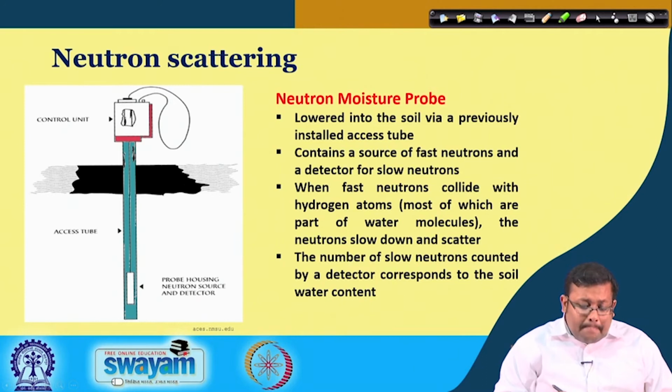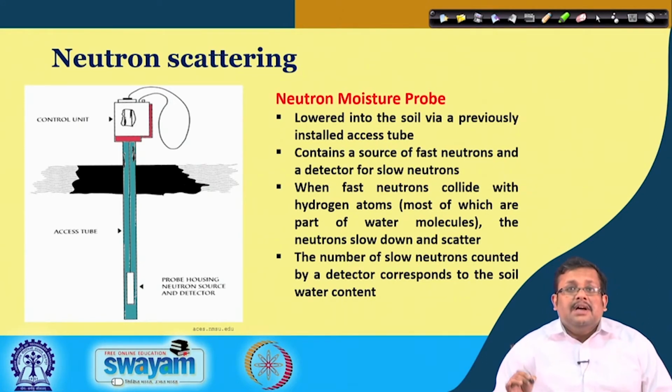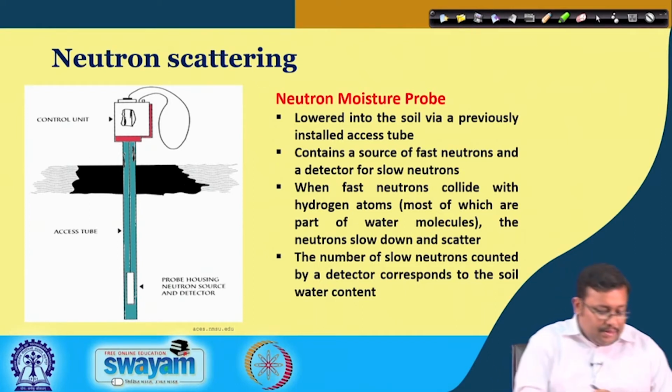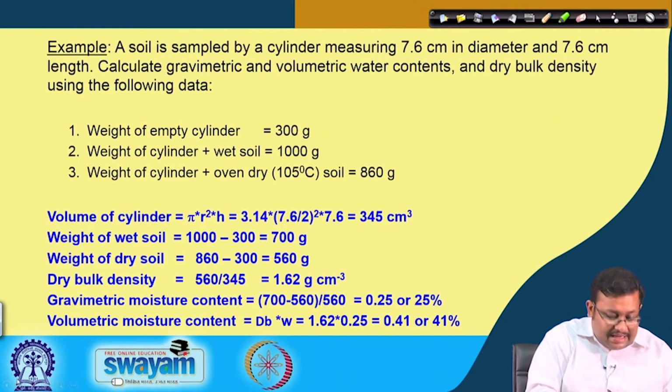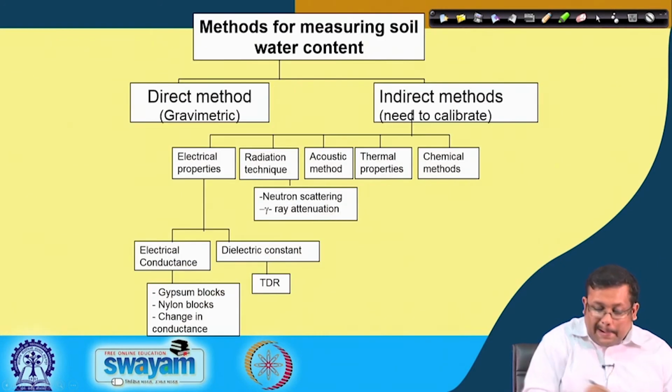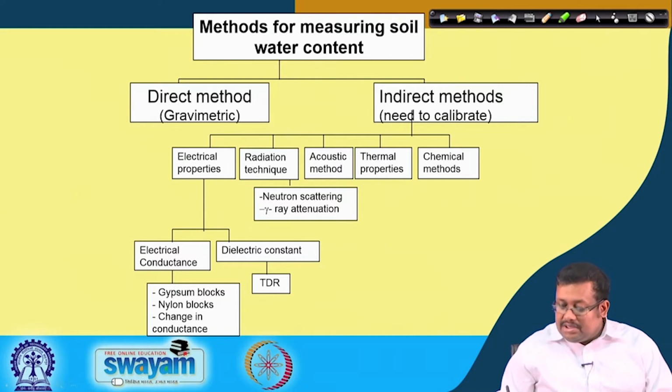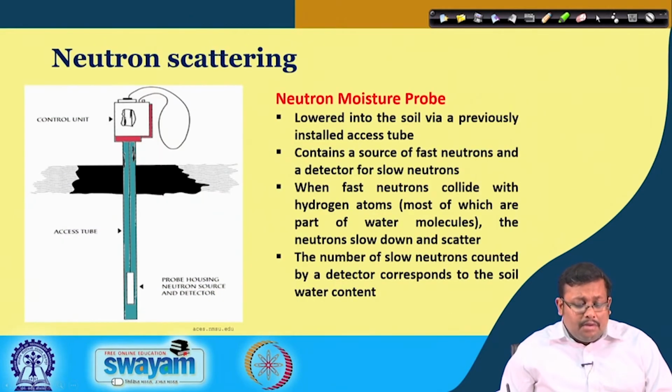Now, as I have already told you, in the indirect methods, the Neutron moisture probe or Neutron scattering is very much important. Among the radiation methods, if you go back to our previous slides, you can see there are two types of radiation technique we generally use. One is Neutron scattering, another is gamma ray attenuation. So, let us talk about the Neutron probe. We call it Neutron moisture probe also.